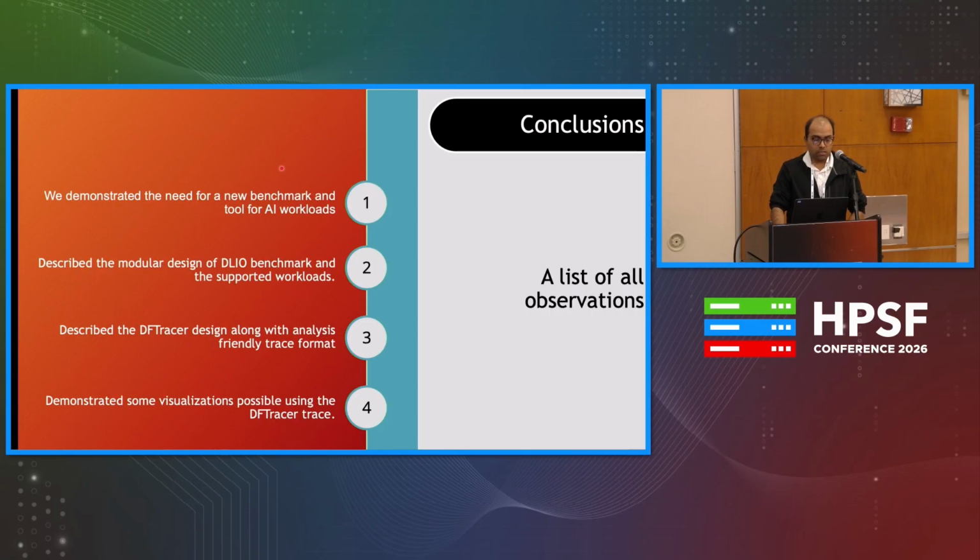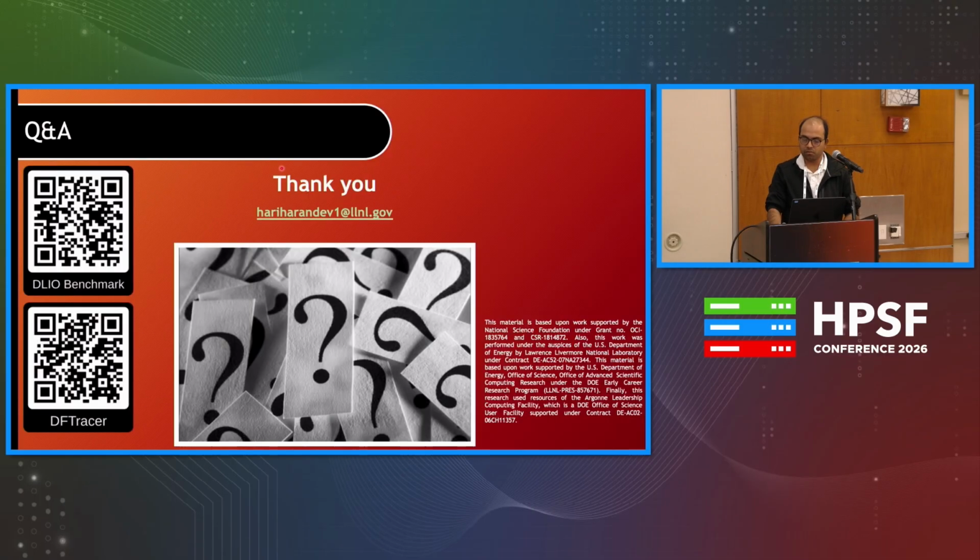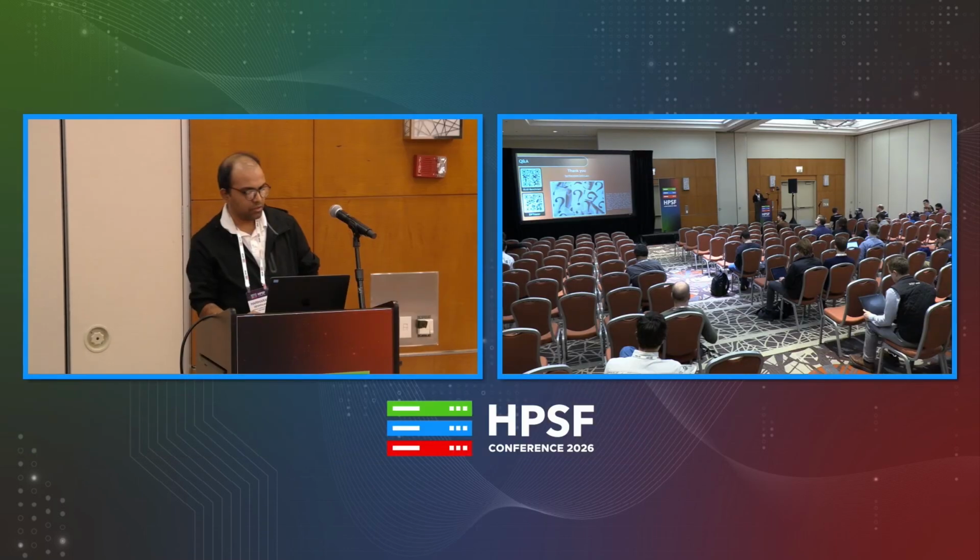So in summary, this was a quick, brief overview of how data loading works for deep learning. I discussed a couple of key modular design choices for DLIO and DFTracer and showed some graphs on how you can use them for tuning deep learning workloads through these tools. Thank you. And I think we have a few minutes for questions.